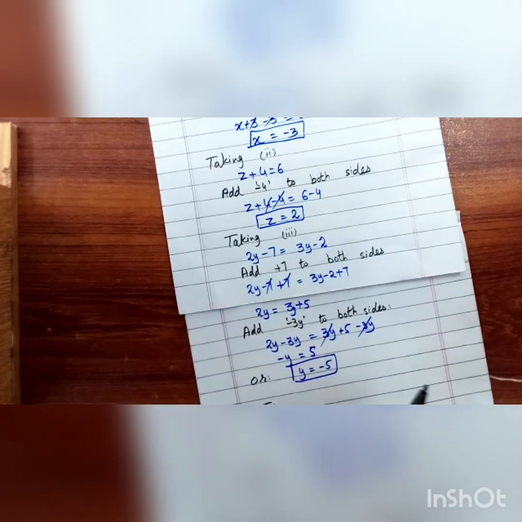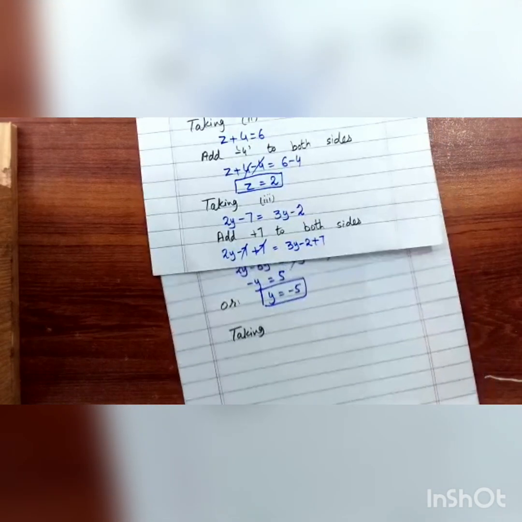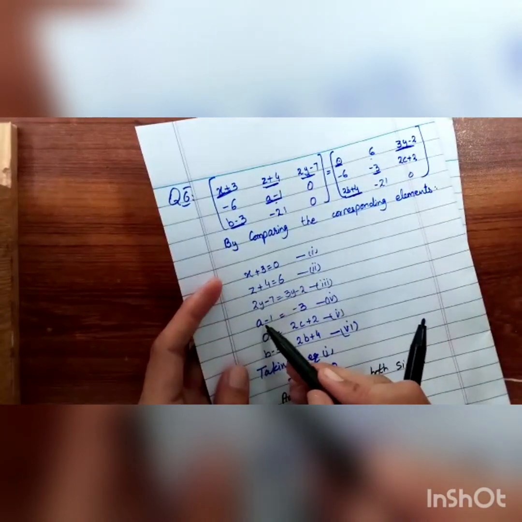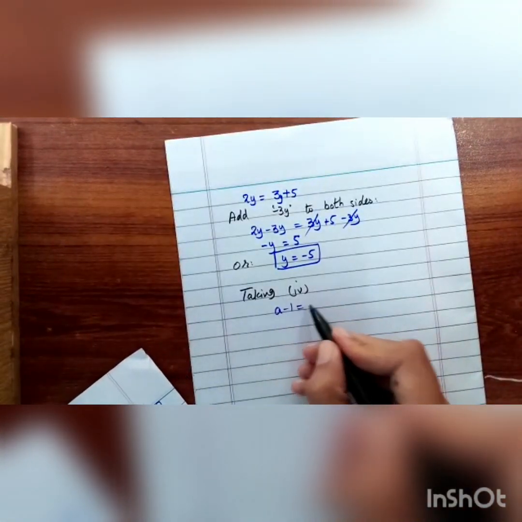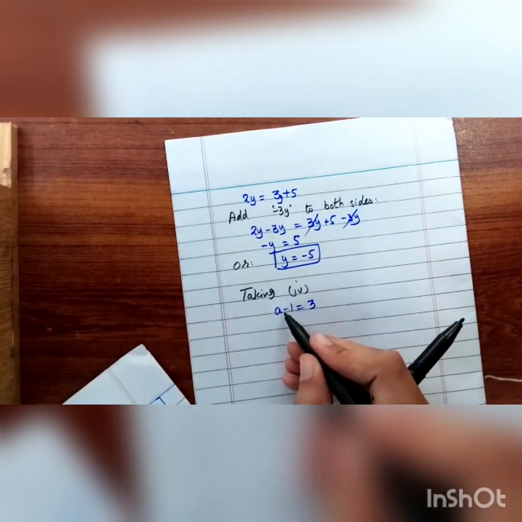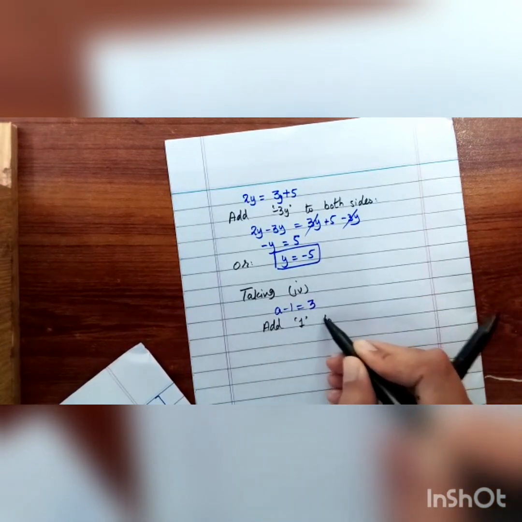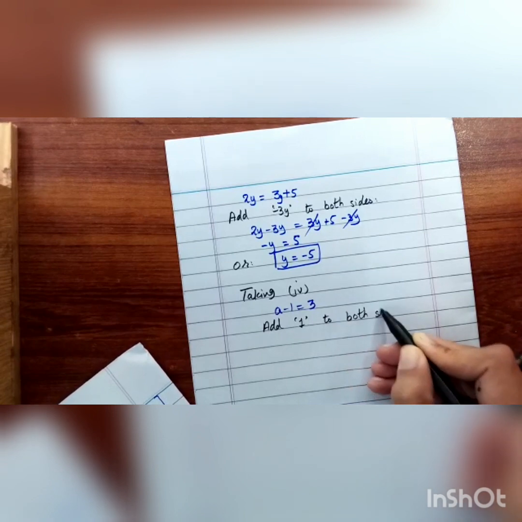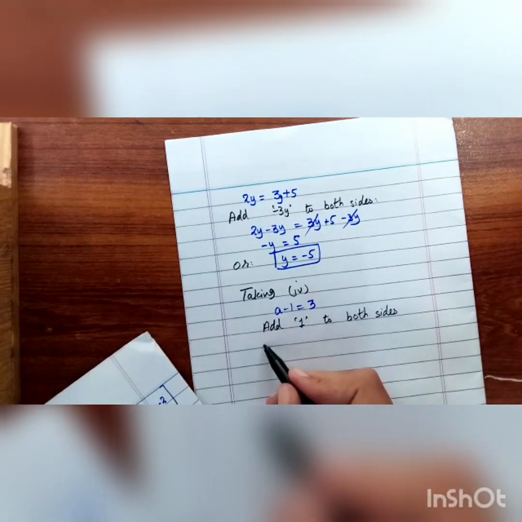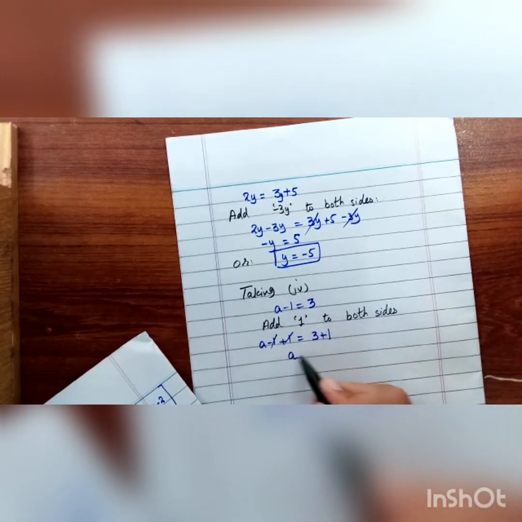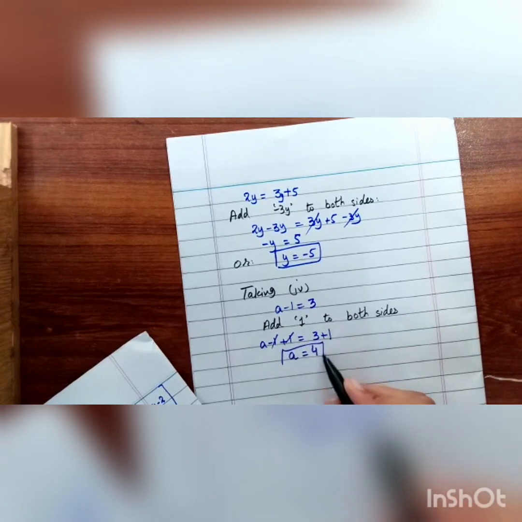Now taking equation 4. The equation 4 is a minus 1 is equal to minus 3. We will solve this equation. a minus 1 is equal to 3. To find the value of a, we will add plus 1 to both sides. So a minus 1 plus 1 is equal to 3 plus 1. Minus 1 and plus 1 are cancelled, so a is equal to 4. The value of a is equal to 4.